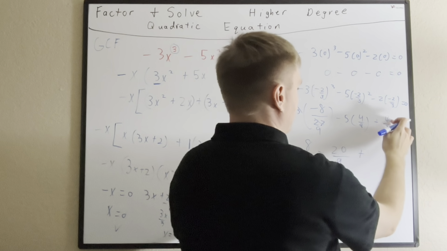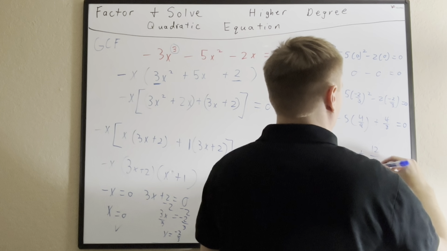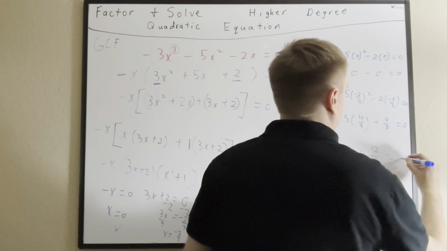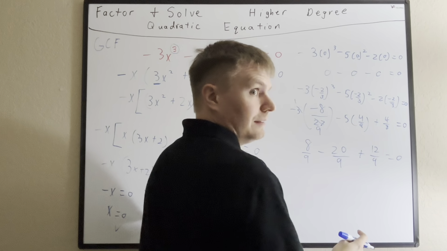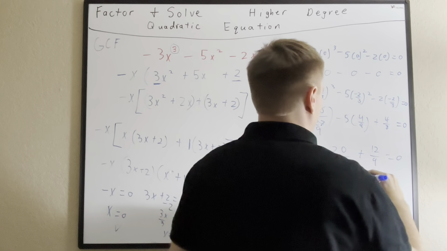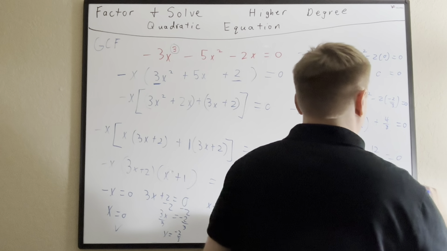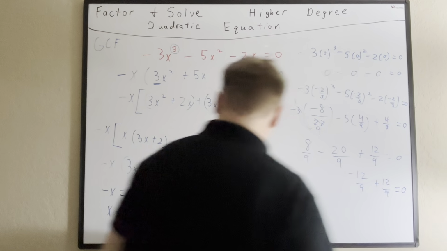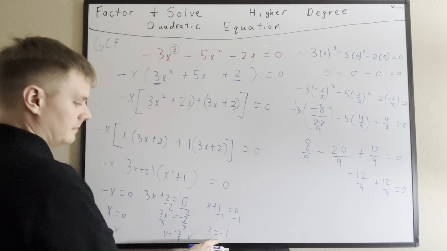So let's multiply this by 3/3. So we get 12/9. Gives us a common denominator. 8 minus 20, guess what? Negative 12 ninths plus 12 ninths does in fact equal 0. So that is an answer.